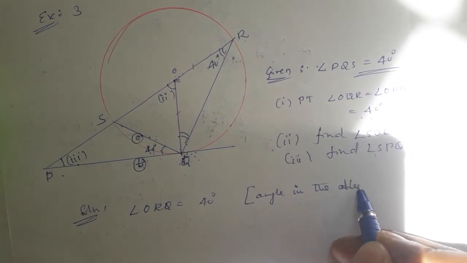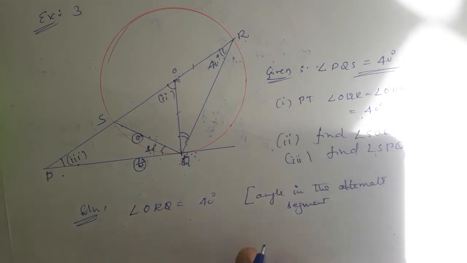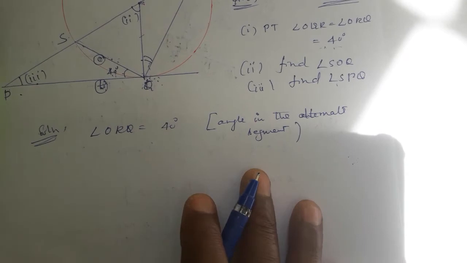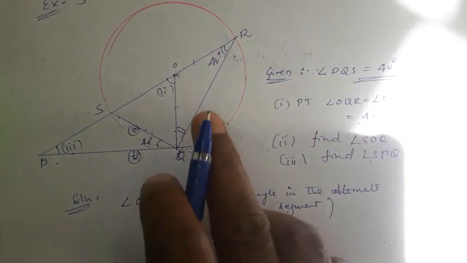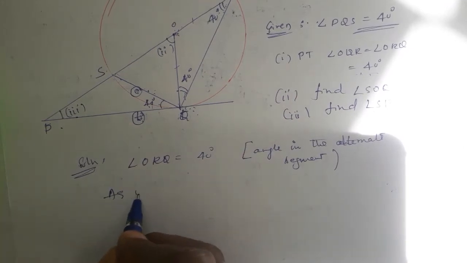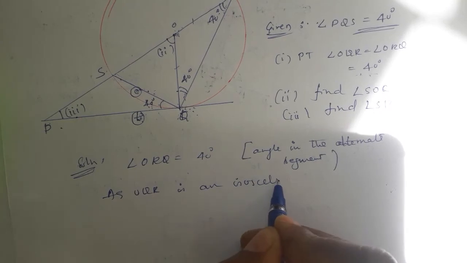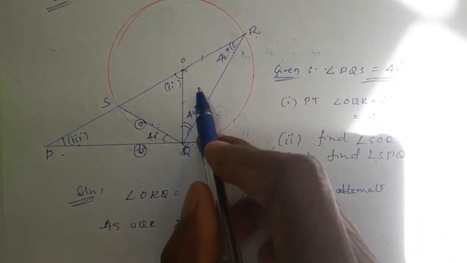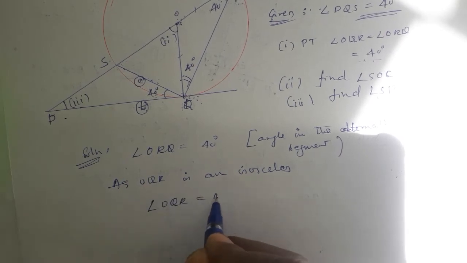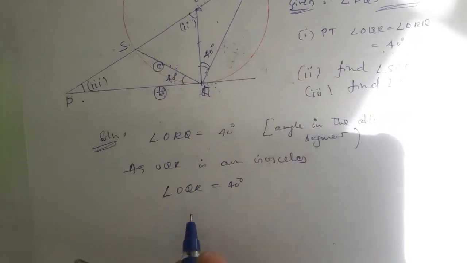Alternate segment, or angle between the chord and tangent is equal to angle in the alternate segment. In full form also you can write. Okay, so once ORQ is 40 degrees, now I can mark here also 40 degrees, as OQR is isosceles, as ORQ is isosceles, angle OQR is also equal to 40 degrees. As this triangle is an isosceles triangle, once this is 40, this is also 40.